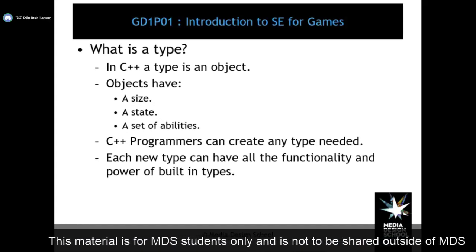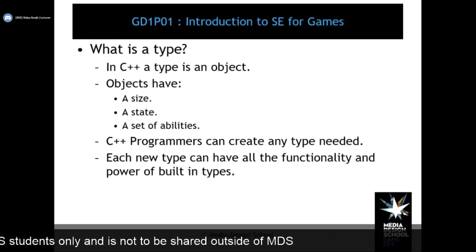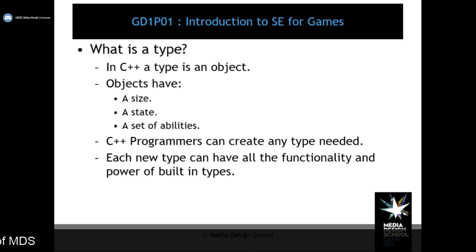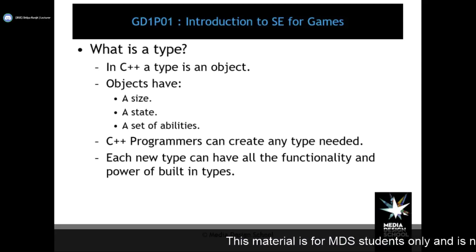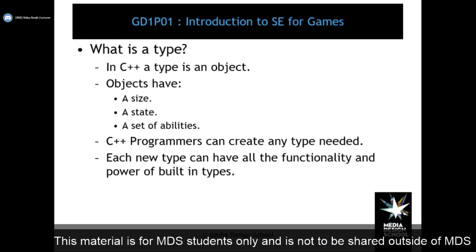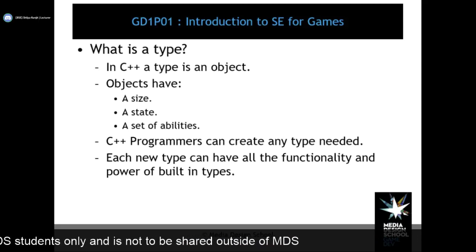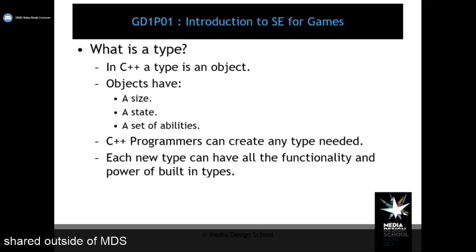So in C++, basically a type is an object. An object is what you create out of these classes. An object is something that has a particular size, like your common data types. Your built-in data types, like integer, have a size of 4 bytes, a floating point has a size of 4 bytes, a char or character has a size of 1 byte, and so on. In the same manner, an object that you create out of a user-defined data type will also have a size. Plus, it will have a set of abilities and a state.